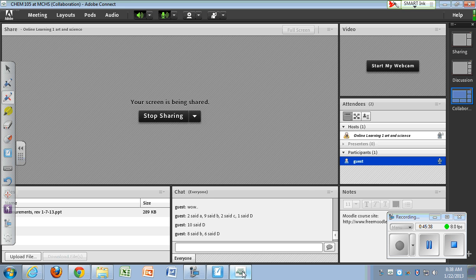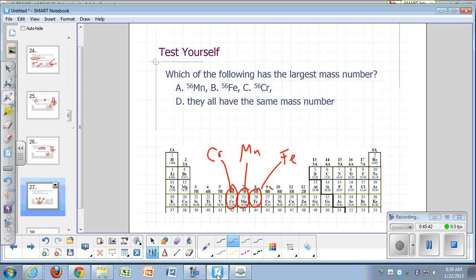Okay, 8 said B and 6 said D. All right. What's the mass number? That's the number that you see on the upper left-hand corner, right? So the mass number of iron-56 is 56. The mass number of chromium-56 is also 56. The mass number of manganese-56 is also 56. So they all have the same mass number.